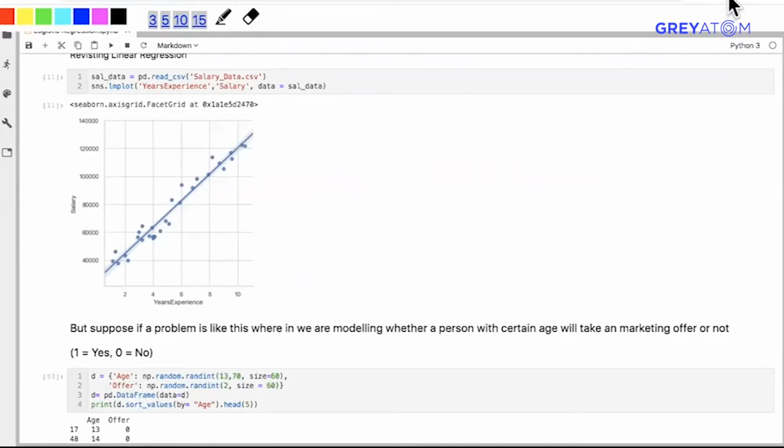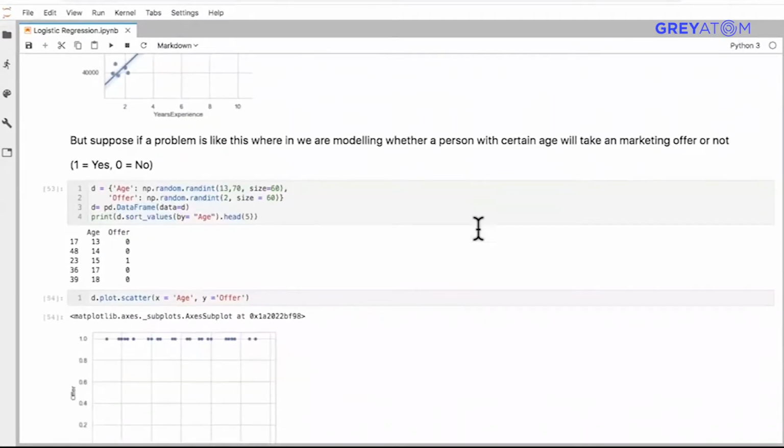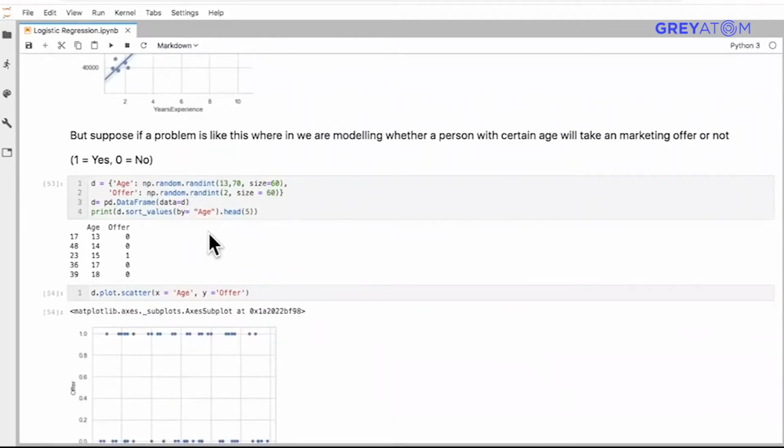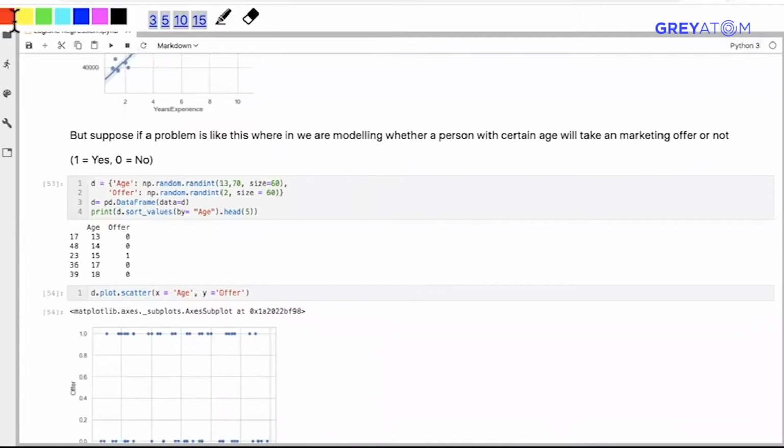Going ahead, suppose now we talk about a classification problem. I just created a random data set in Python wherein I am modeling a person who has a certain age, and he's going to take a marketing offer, yes or no. This is a very random example, guys. So that's how my data looks. I have an X variable as age, and my offer is either 0 or 1. So it is a classification problem, because my Y variable is either 0 or 1.